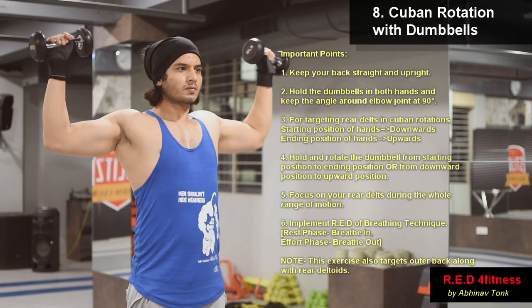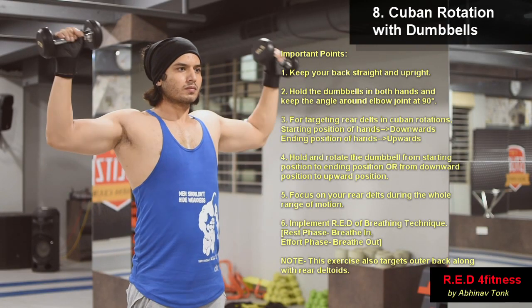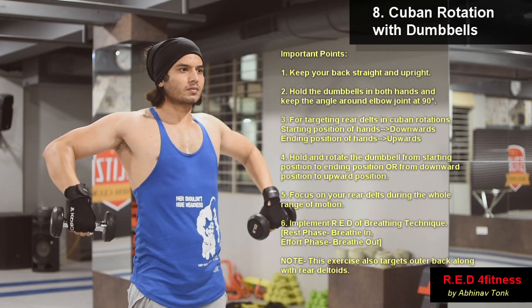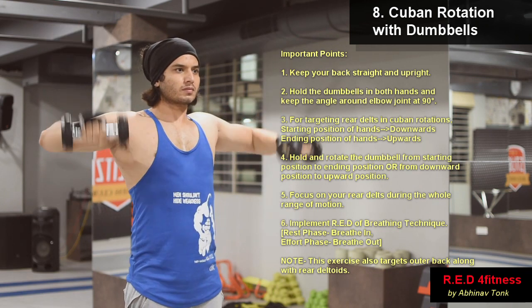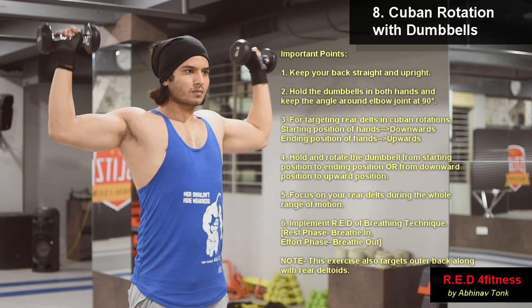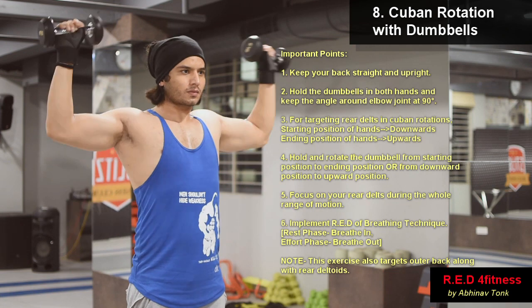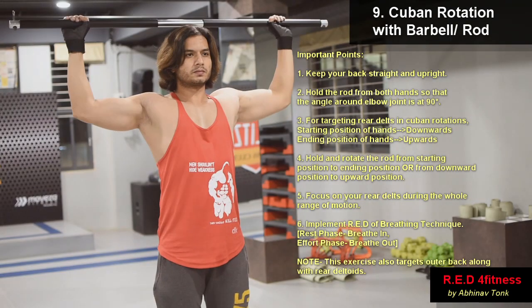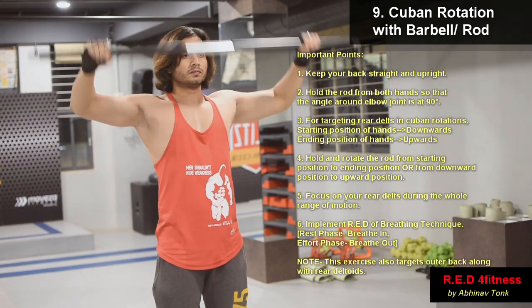Next exercise is Cuban rotation with dumbbells. Here you have to hold the dumbbells in both hands and keep the angle around the elbow joint at around 90 degrees. The starting position of hands is downward and the ending position of hands is upward. So you have to hold and rotate the dumbbells from the starting position to the ending position, that is from the downward position to upward.